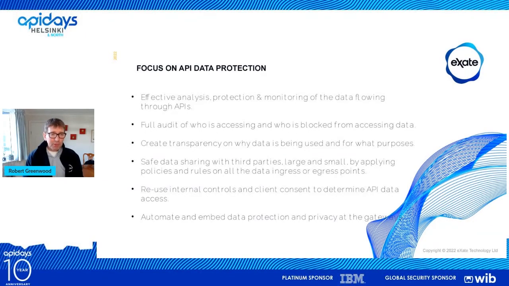And I think probably most importantly, and last, but for me certainly not least, is you've got to automate and embed data protection and privacy at the gateways. If you try to bolt it on, fit it in, do it as an afterthought, things will be missed, things will be reinvented. It's got to be consistent, and it's got to happen all the time. It's not something that stops. It's something that has to be there constantly, and constantly looking for these threats.